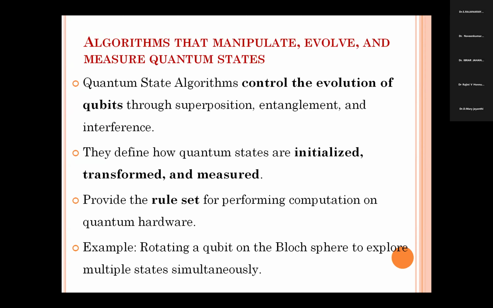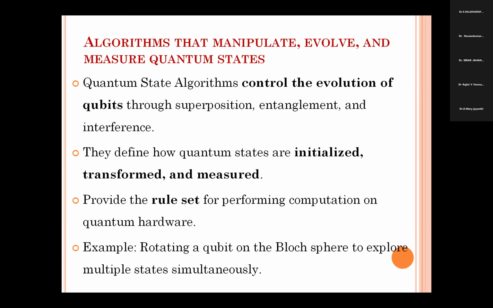These are the factors used in quantum state algorithms. How to define them? Quantum states are initialized, transformed, and measured, providing the rule set for performing computation on quantum hardware. Based on that, we fix the conditions or rules and policies for how to perform the quantum operations.